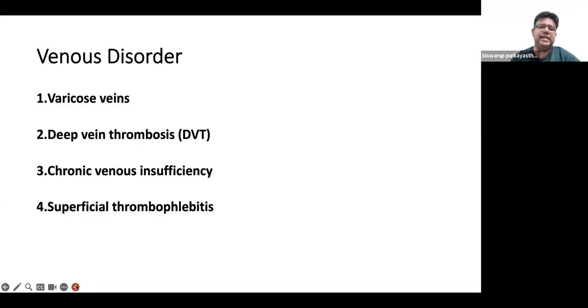Okay. Next slide, venous disorders. Almost always varicose veins, deep vein thrombosis, chronic venous insufficiency, and superficial thrombophlebitis. These are the three or four common conditions that would be commonly seen by a general practitioner or a surgical practice in their day-to-day life.